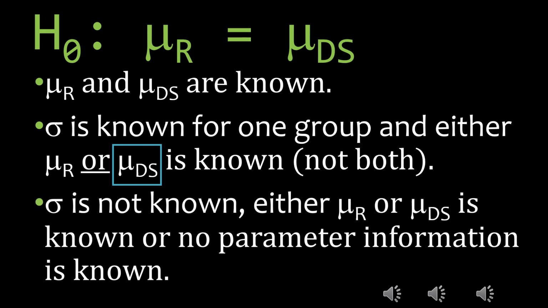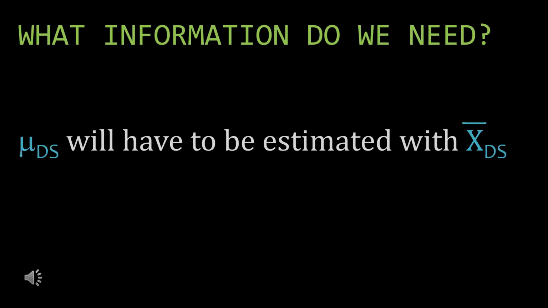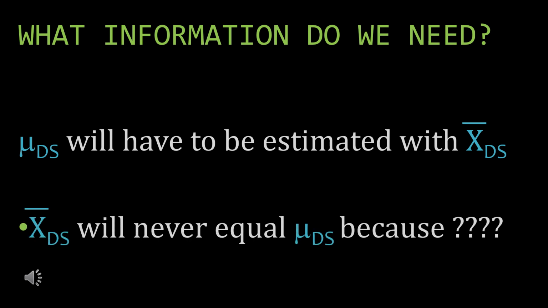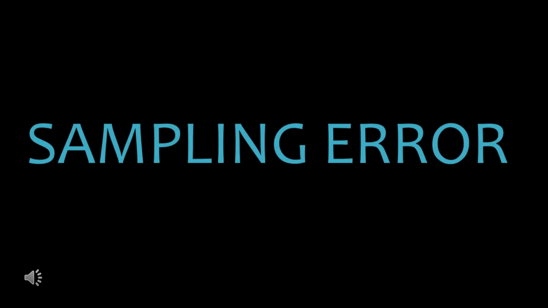If sigma is not known and we only have one of the mu's, or we don't have any mu at all, then we need to estimate all that missing parameter information using sample information, and this is what happens most of the time. We need to obtain a sample and compute the sample mean on the Deep South number of minutes of exercise values. And just remember that we do not expect that sample mean that we obtain to be exactly equal to the population mean for Deep South folks because of what? Sampling error.